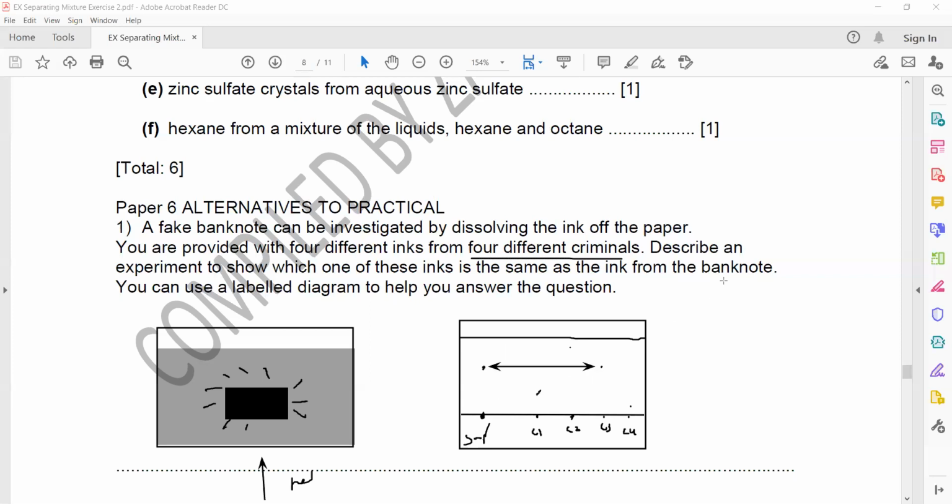Or you can measure the RF value of the sample, and after measuring it, compare it with the RF values of the 4 different inks from the different criminals. The one which has the same RF value is the same type of ink. Is it clear? Anyone else having a doubt in this?